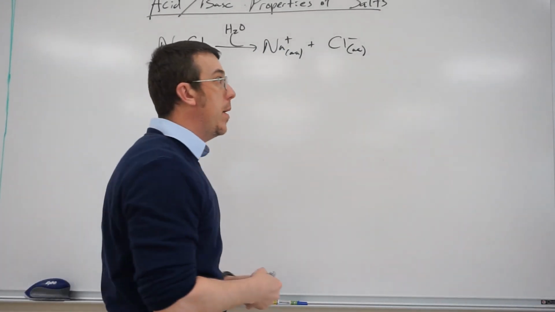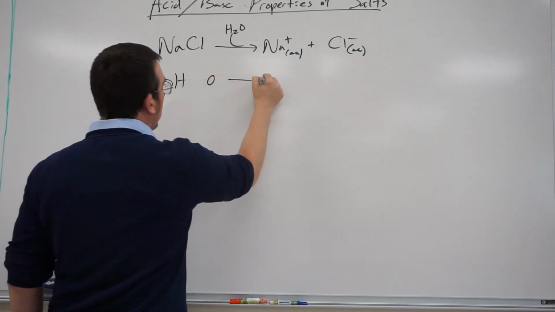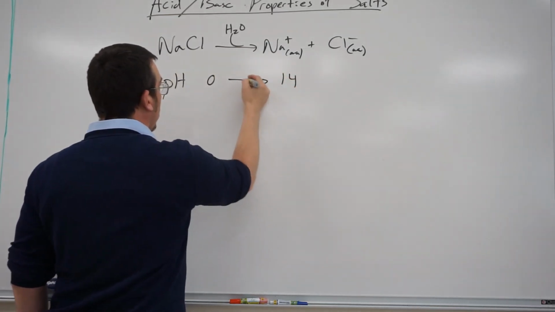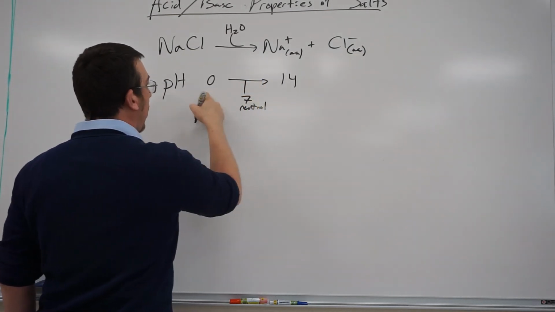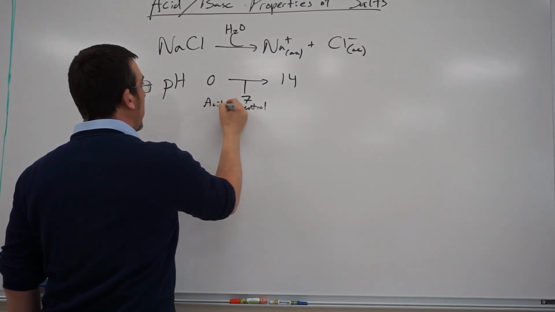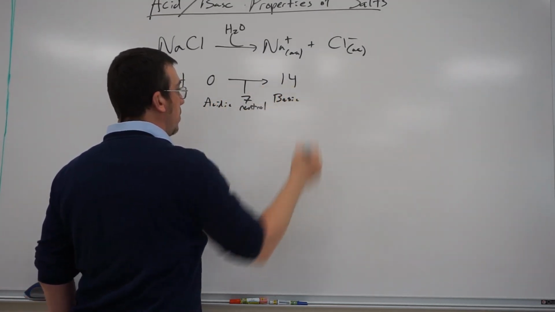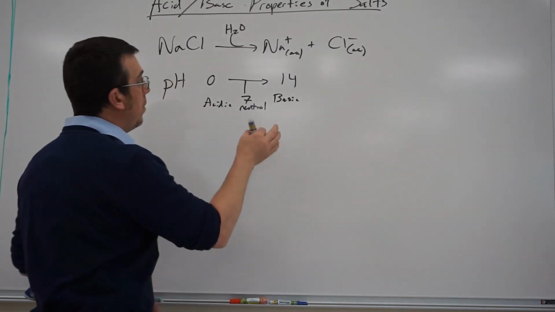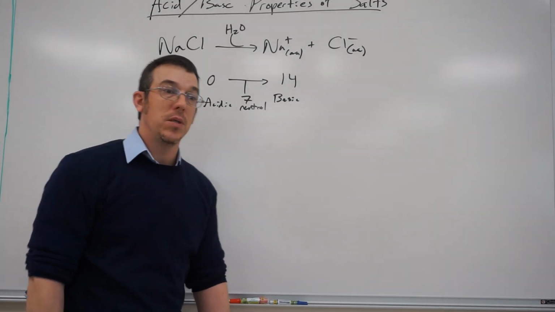Keep in mind the pH ranges from 0 to 14, where 7 is neutral, 0 to 7 is acidic, and 7 to 14 is basic. So how would NaCl affect the pH of a solution?